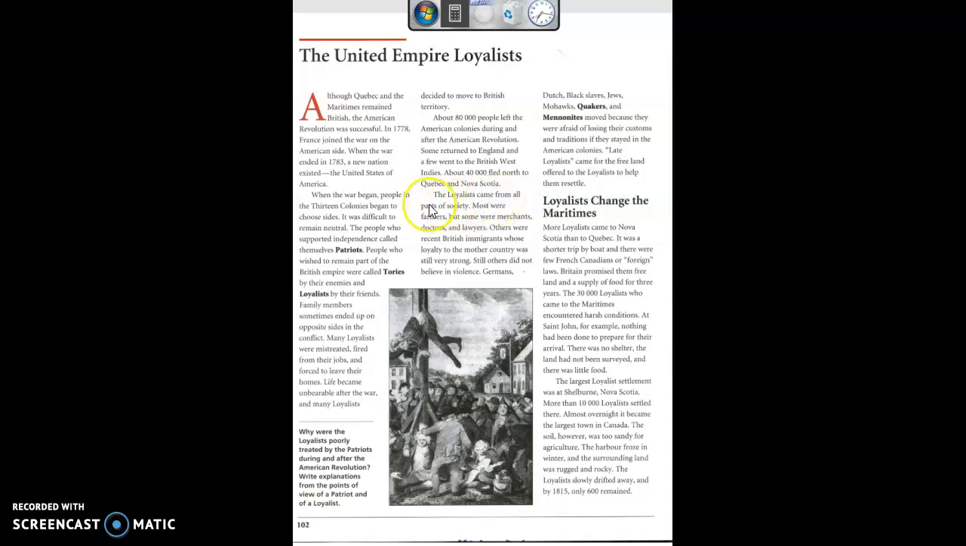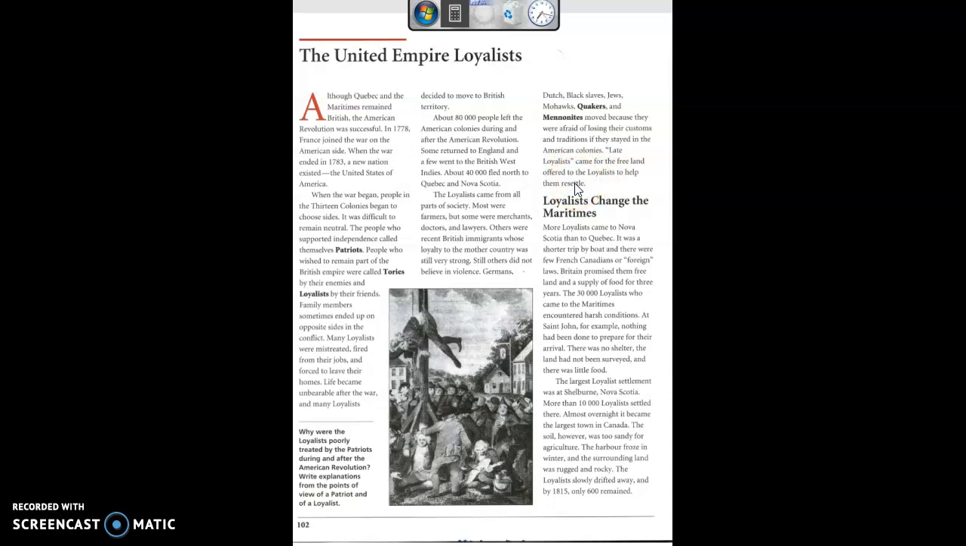The Loyalists came from all parts of society. Most were farmers, but some were merchants, doctors, and lawyers. Others were recent British immigrants whose loyalty to the mother country was still very strong. Still others did not believe in violence. Germans, Dutch, black slaves, Jews, Mohawks, Quakers, and Mennonites moved because they were afraid of losing their customs and traditions if they stayed in the American colonies. Late Loyalists came for the free land offered to the Loyalists to help them resettle.